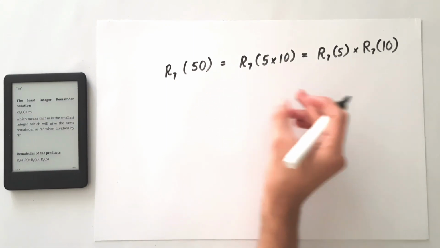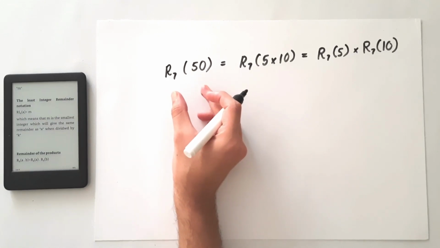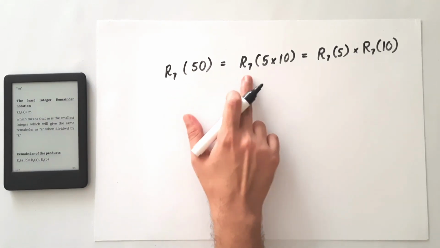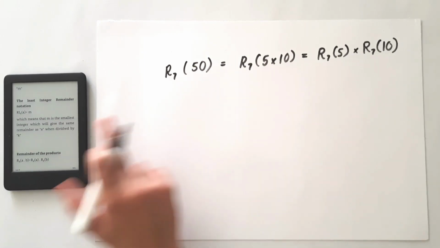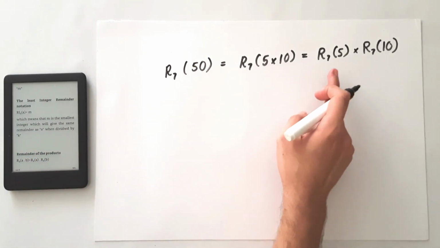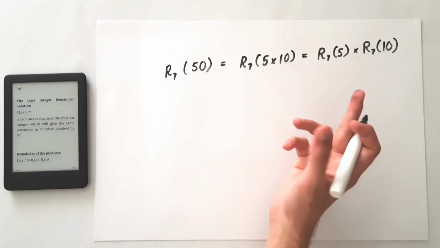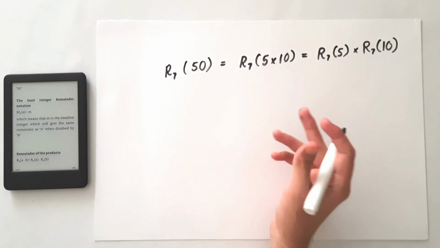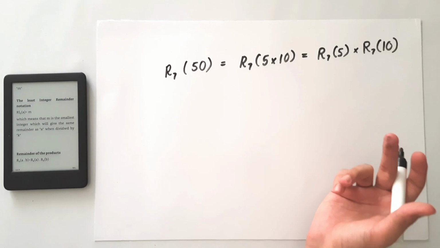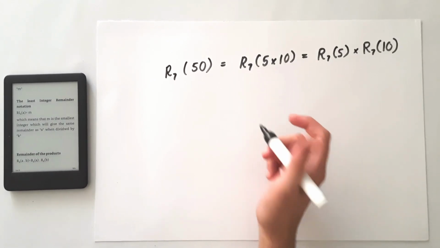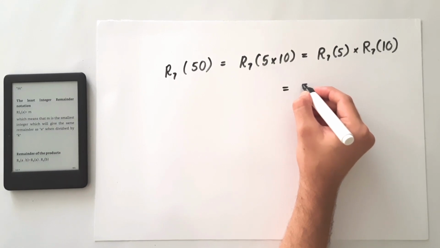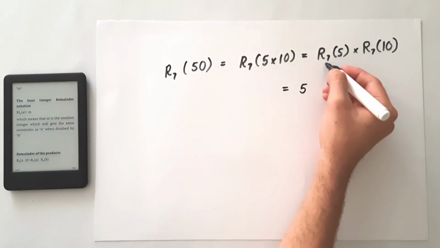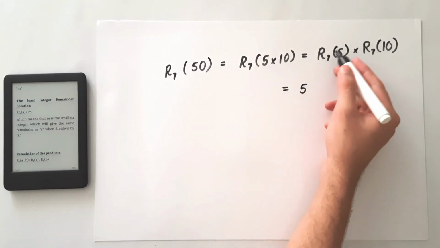And from that pattern, it might be a well-known thing that R7 of AB will be equal to R7 of A into R7 of B. It is very simple, but I'm just telling you how you can observe that, how you can feel it intuitively. So R7 of 5, what remainder will it give? 5 divided by 7 will give the remainder 5.